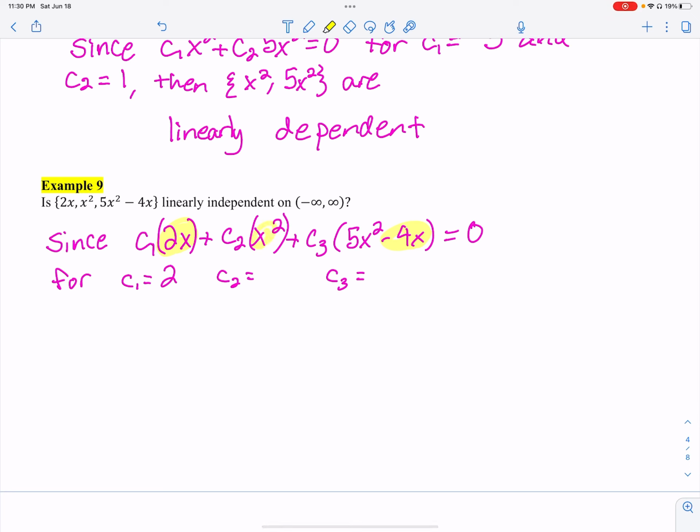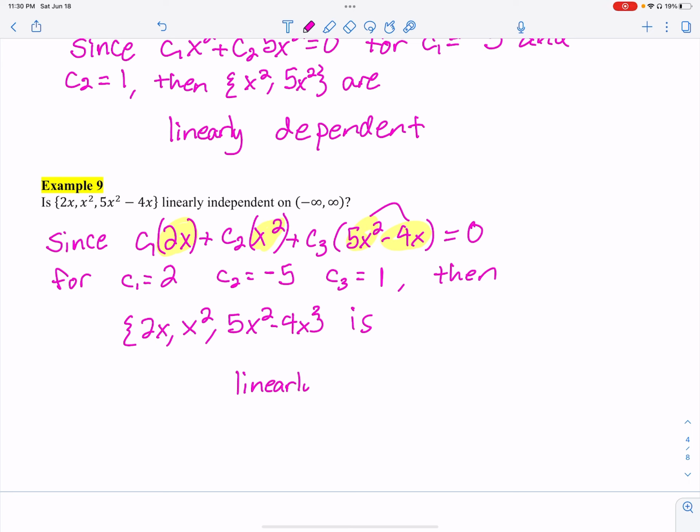Now thinking about this x squared with this 5x squared, I would really like those to cancel. So maybe I can put a negative 5 for C2. And then this works out, since I didn't change either one of these, I'll just put a 1 there. So check that out. If you put in those numbers, you will get a 0. That tells me that since that is true, then the set 2x, x squared, 5x squared minus 4x is linearly dependent.